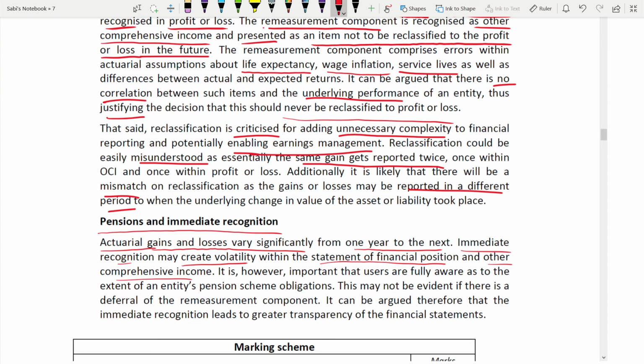Okay. It is, however, important that users are fully aware of the extent of an entity's pension scheme obligations. This may not be evident if there's a deferral of the remeasurement component. If there's a deferral of the remeasurement component, they will not be aware of the pension scheme obligations. Okay. So the disadvantage of deferral means the advantage of immediate recognition. Same thing only.